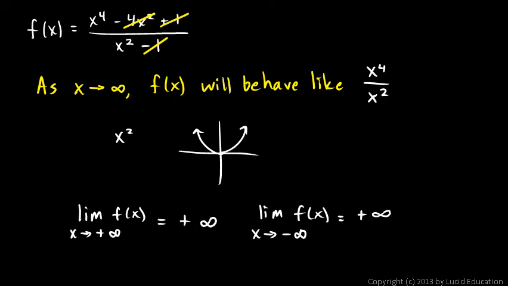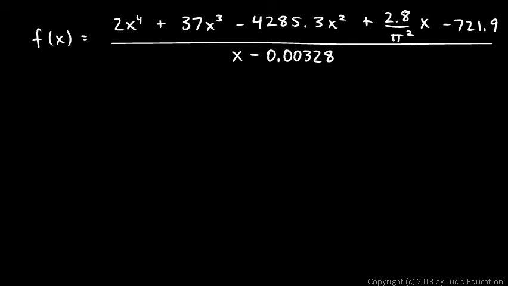And that thought process can be really fast and efficient and useful, especially if you have a really difficult function to work with, like this next example. Here we have f of x is equal to 2x to the fourth plus 37x cubed minus 4,285.3 x squared plus 2.8 over pi squared x minus 721.9 over x minus 0.00328.